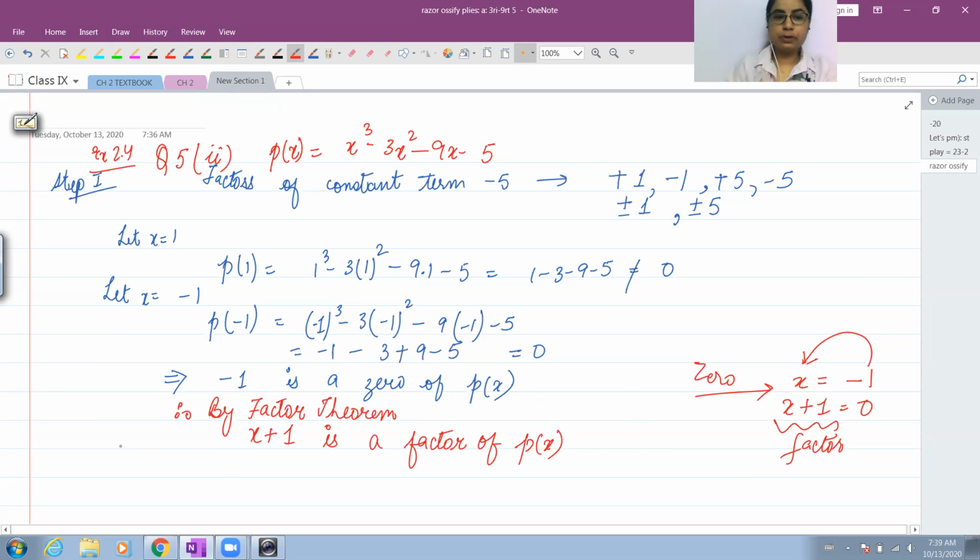And now the next step will be to carry out division. If you're writing down, please let me know because I'll need to scroll down so that I can do the division.